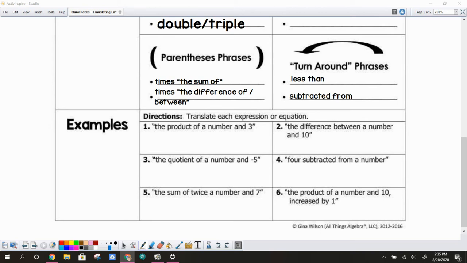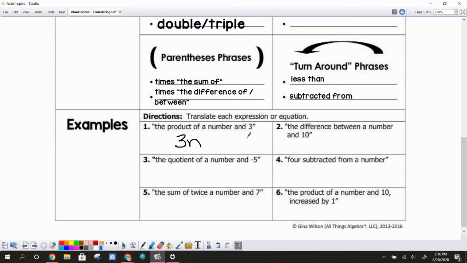So the product of a number and 3. That's saying the product, according to the top of our page, is multiplication. So we're taking a number and 3 and we're multiplying them. In this case, I'm going to use n for my number. So I have 3 times n. You can use x if you want to as well, but since it says a number and 3, I'm going to use n because n stands for number.